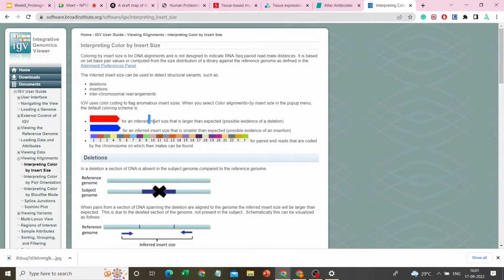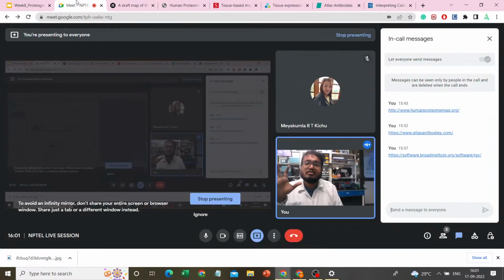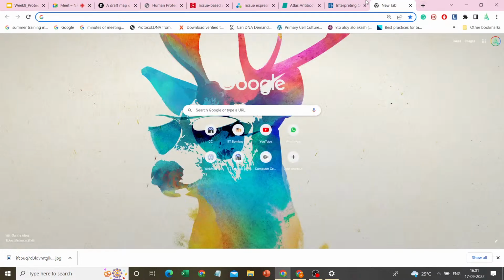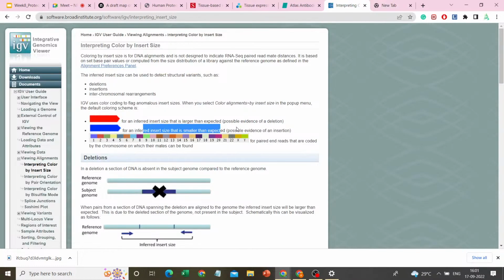So for inferred, that is larger than expected, possible evidence of a deletion. If there is evidence of a deletion, then the default color scheme is red. The default color scheme is red when there is a chance of possible deletion. When it is an insertion, then it is blue.